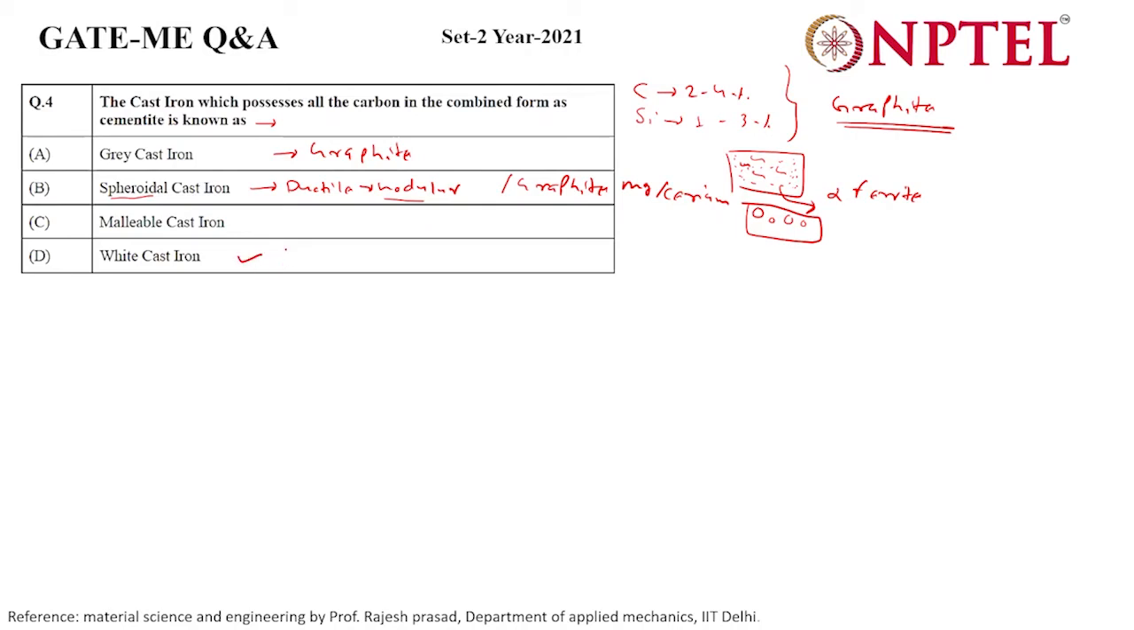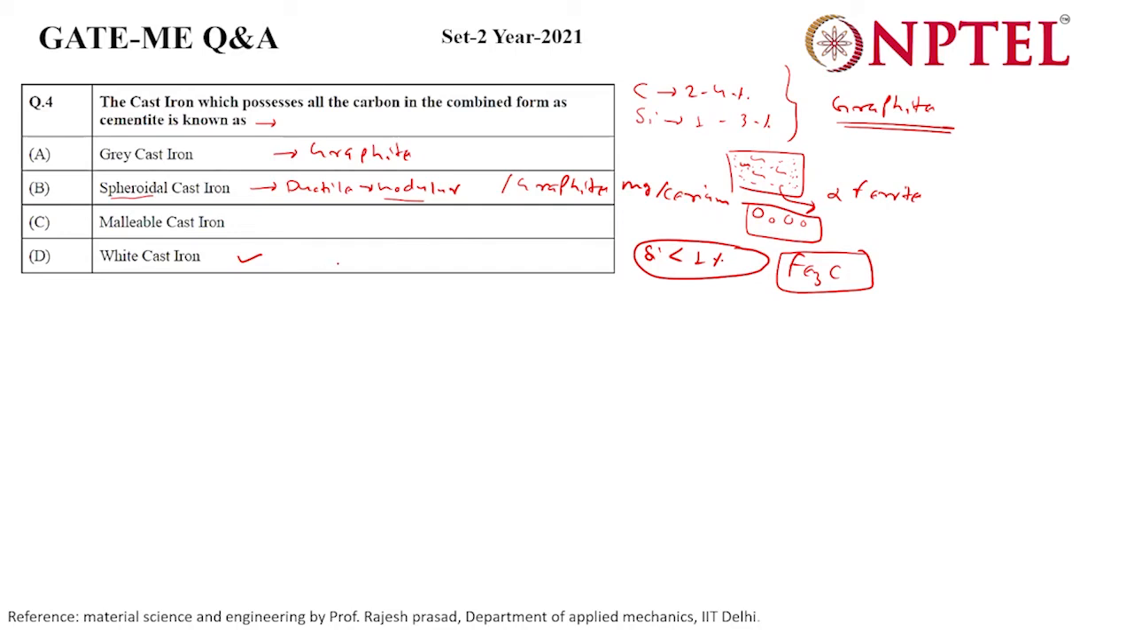Now coming to the white cast iron. In white cast iron, the amount of silicon is less than 1%. When it cools at a higher rate, graphite is not stabilized there. So carbon exists as Fe3C here. It exists as Fe3C in white cast iron.